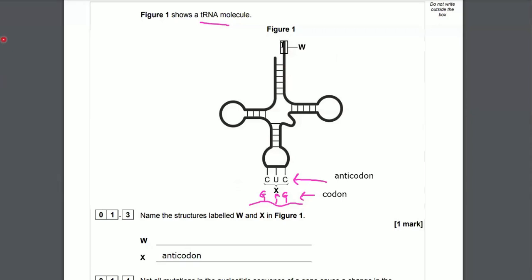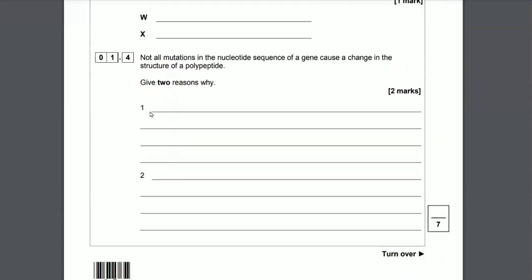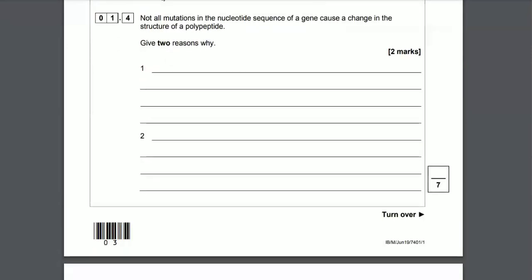Now, W, what is it that tRNA molecules are carrying? What is being carried by a tRNA molecule? It's an amino acid. So this must be the amino acid binding site within the tRNA molecule where it picks the amino acid up. And you need both of these to get yourself 1 mark. So that was a little bit tricky. Let's move on to the final part of this question for this video.